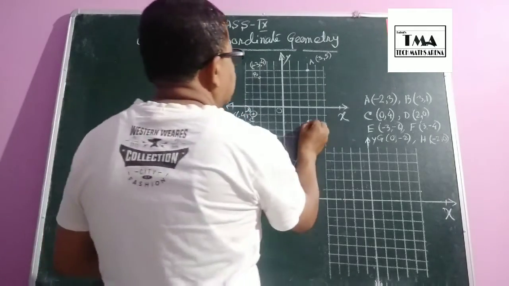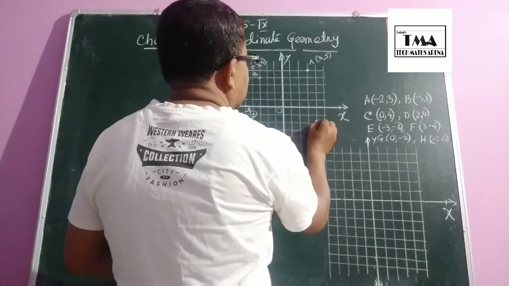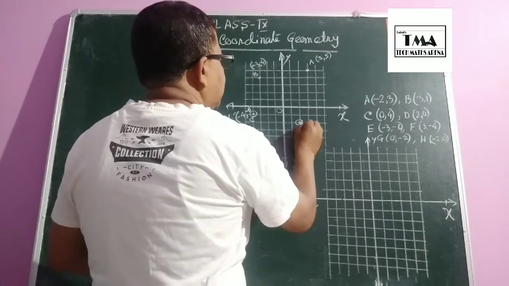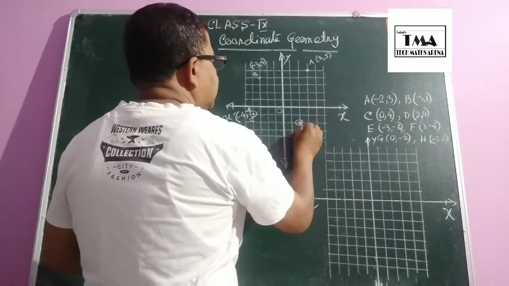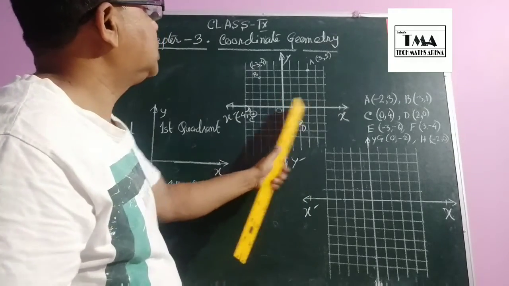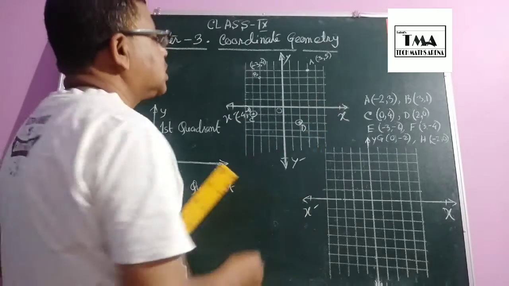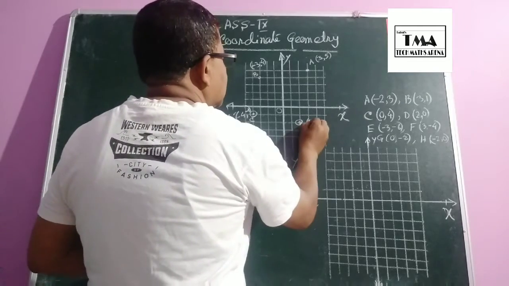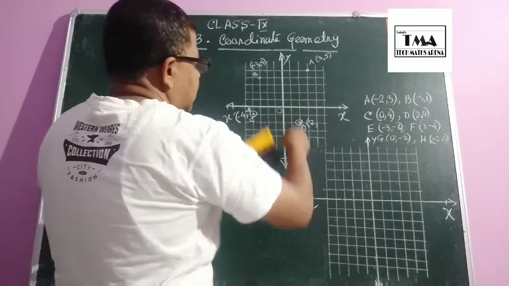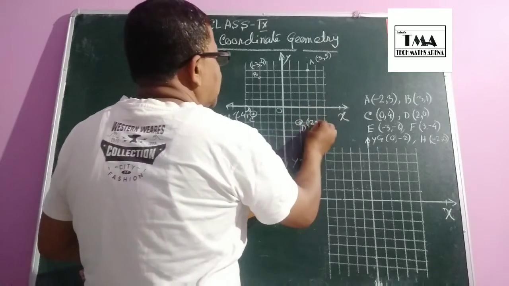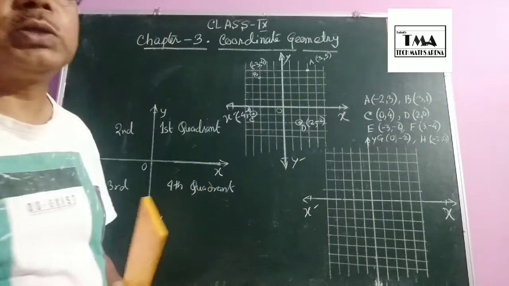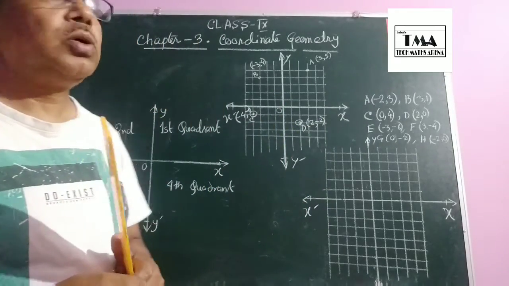Another point, suppose this point, say D. Now the coordinate from the y-axis first is 1, 2, along the positive x-axis, so +2, and towards the negative y-axis 1, 2, so this is -2. So the coordinates of D are (2, -2).